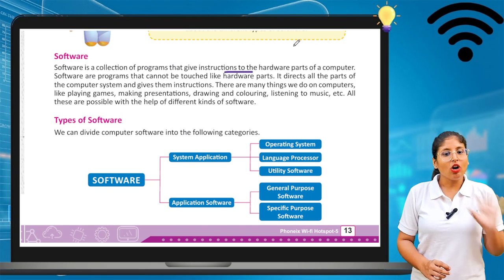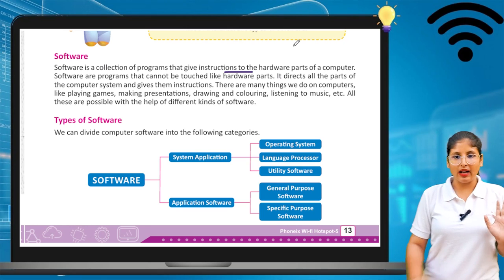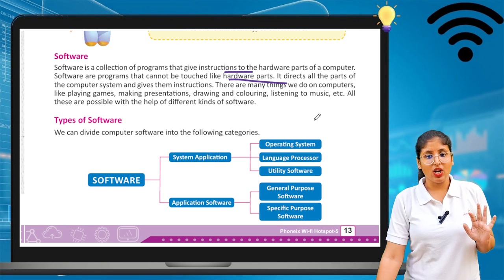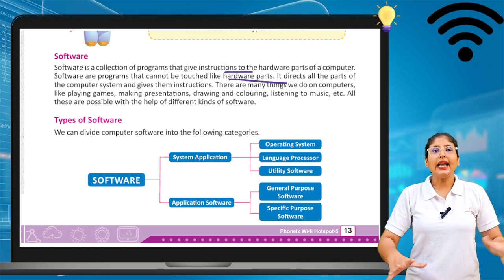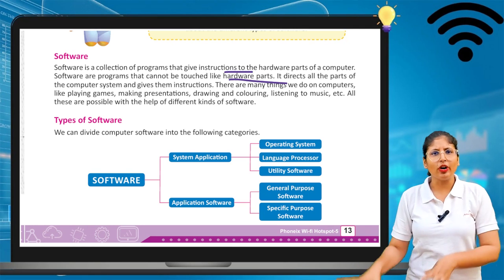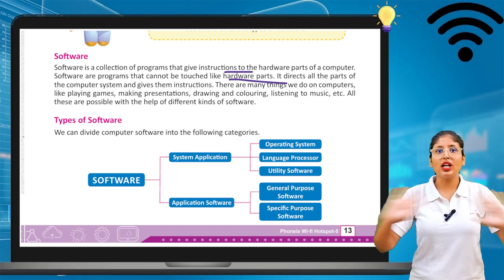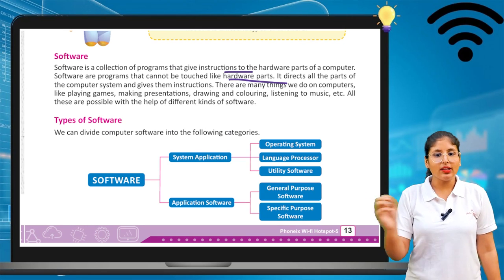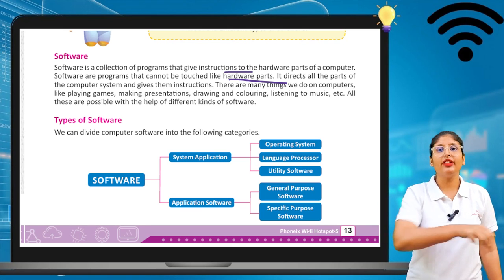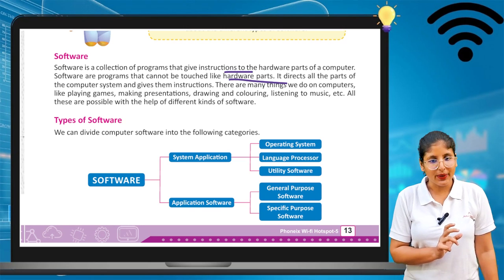Software is a set of programs that cannot be touched like hardware parts. We cannot touch application software or system software. With hardware, we can touch the speaker, mouse, monitor, motherboard, CPU, all these things. But software we cannot touch or feel. It directs all the parts of the computer system and gives them instructions. Who gives instructions to the computer? Software.